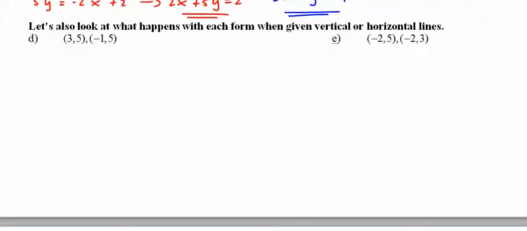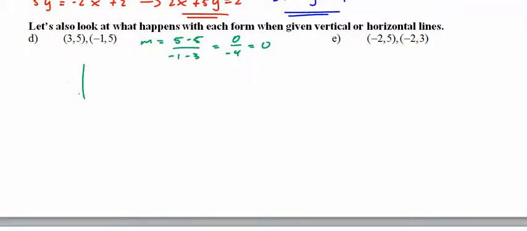Again, I didn't do standard form on that last one. Let's look at what happens with each form when given vertical or horizontal lines. So this for me is all about graphing. Well, let's do the slope first. We say, hey, this is 5 minus 5 over negative 1 minus 3. It's 0 over negative 4, which is 0.